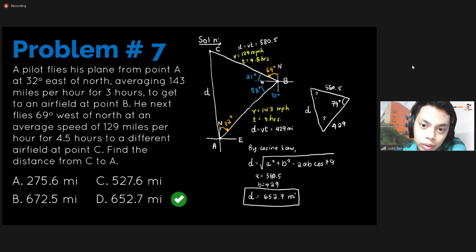Hindi kasi natin pwede masabi guys na 32 degrees. Some of you might be thinking na 32 degrees yung angle na to. It's not, no? Kasi may konting angle na kulang. Sorry, no? Hindi po perfect yung drawing ko, pero 32 siya, then may konting space. So, hindi natin pwede masabi 32 sa side na to. So, ayun, no? Since kulang po yung angle, so, cosine law na lang, no?